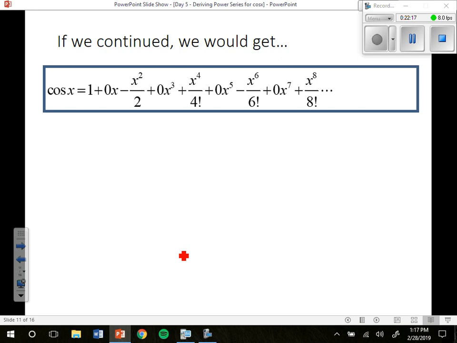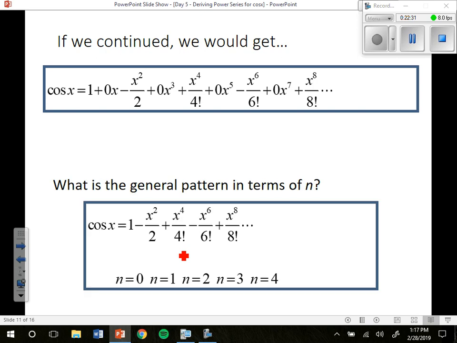1 plus 0x minus x squared over 2 plus 0x to the 3rd plus x to the 4th over 4 factorial. Yes, exactly. It could be 2 factorial. And it could be over 1 factorial on the first one. 1 factorial is just 1. So this is what it looks like. We're going to take out all those zeros because we don't need them.